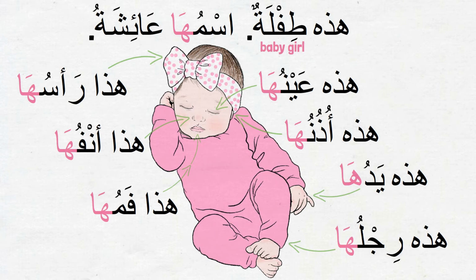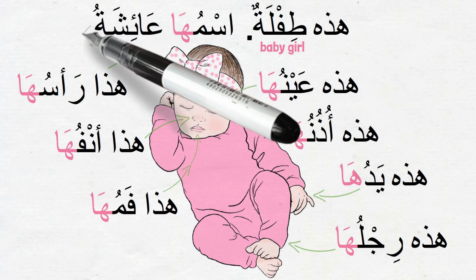This time we are using the ضمير متصل ها because we are referring to عائشة who is مؤنث.